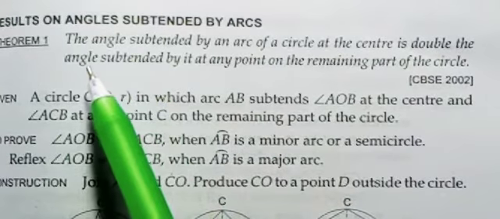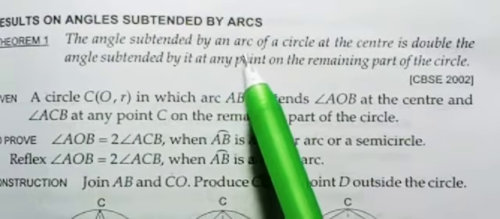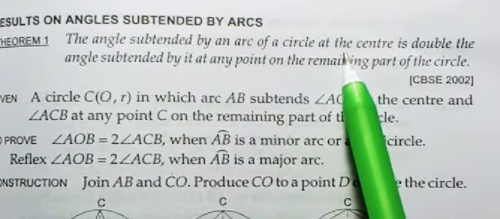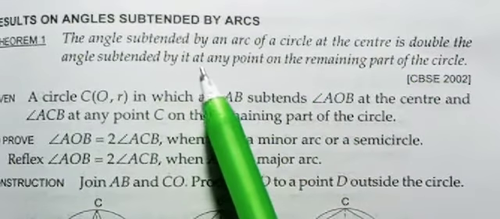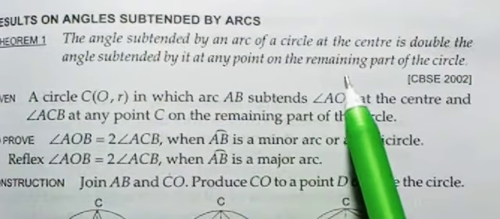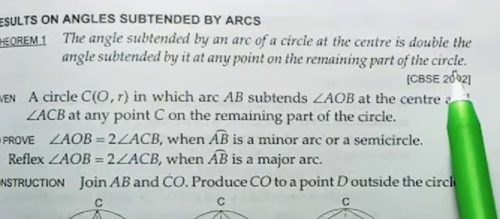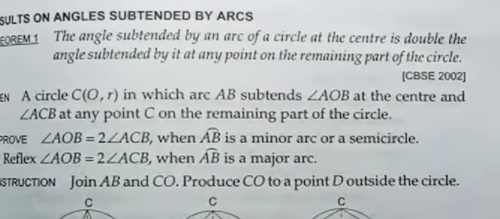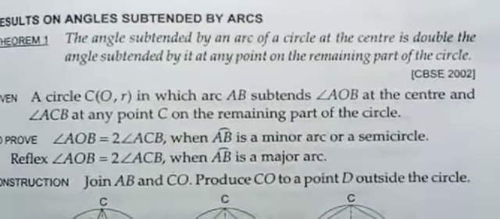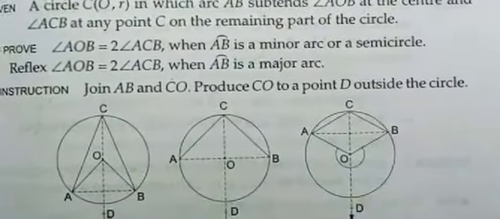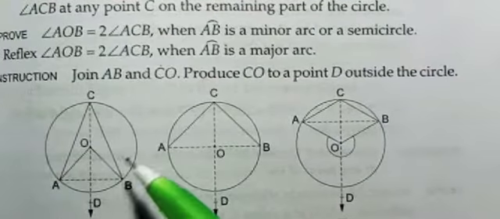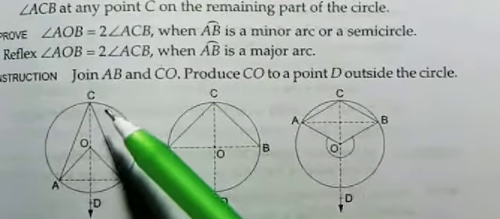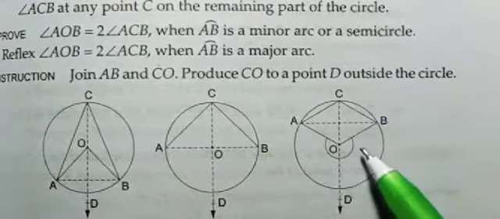What is given in the first theorem? The angle subtended by an arc of a circle at the center is double the angle subtended by it at any point on the remaining part of the circle. Okay, that means here some pictures are given. As you can see, this is one circle, this is one circle, this is another circle.